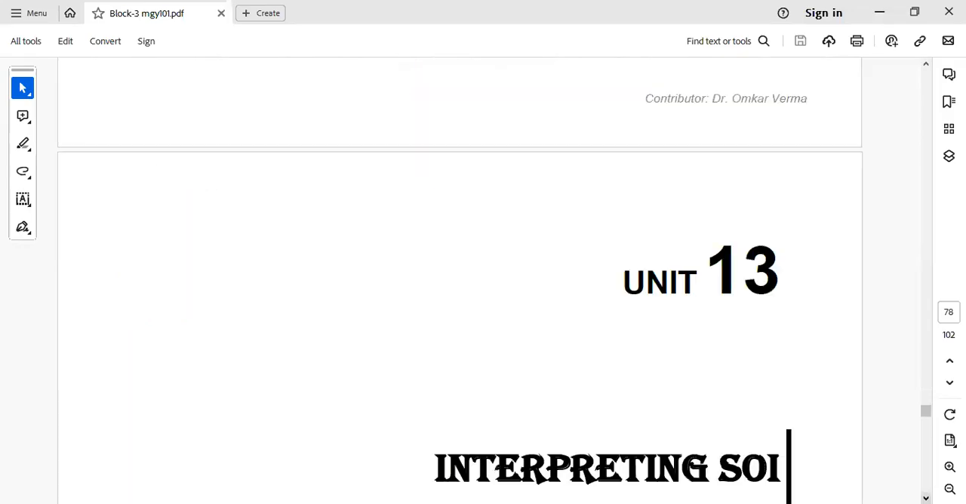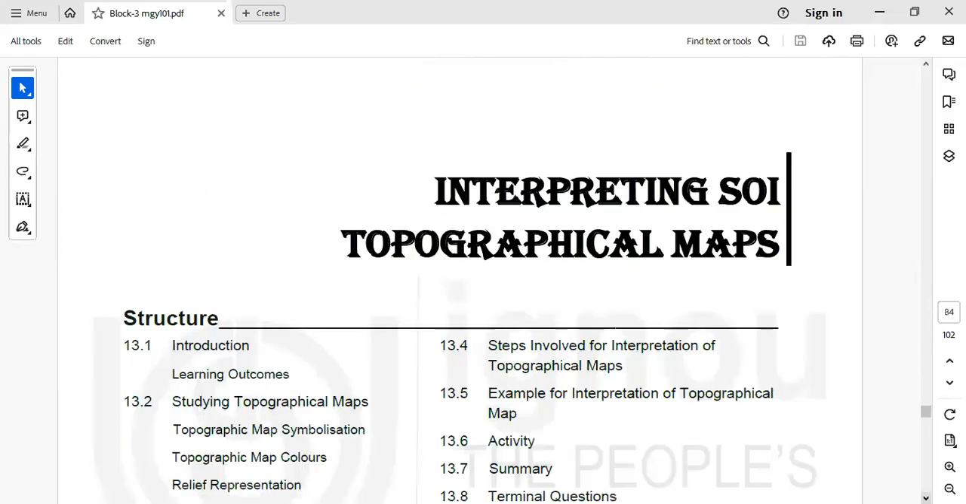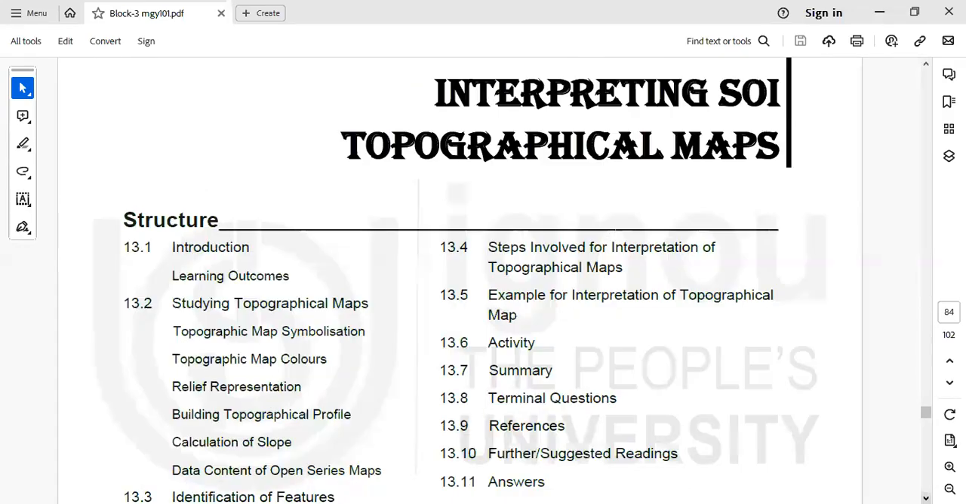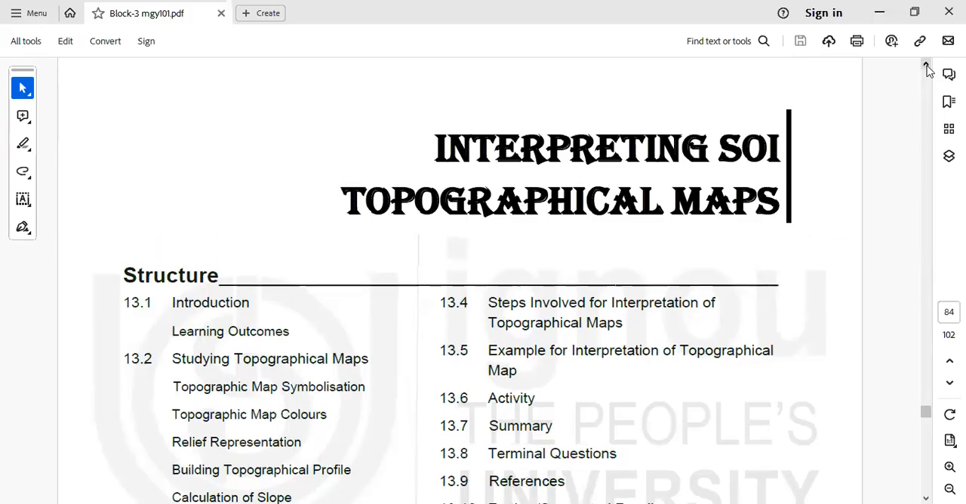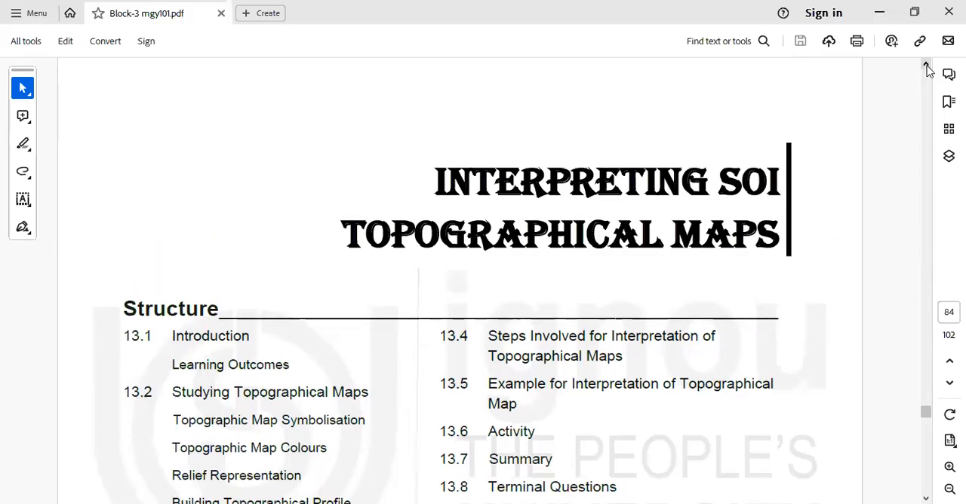So now I will discuss how to extract the information related to the physical features and cultural features from a topographical map. It is a part of unit number 13, which deals with interpreting Survey of India topographical maps.